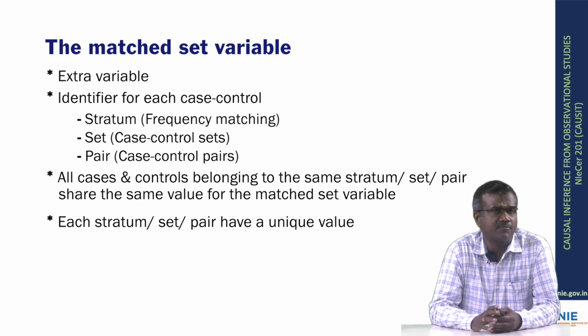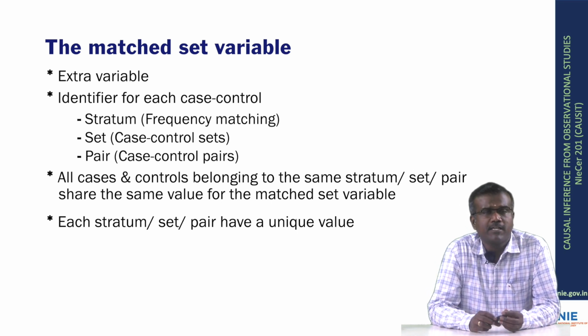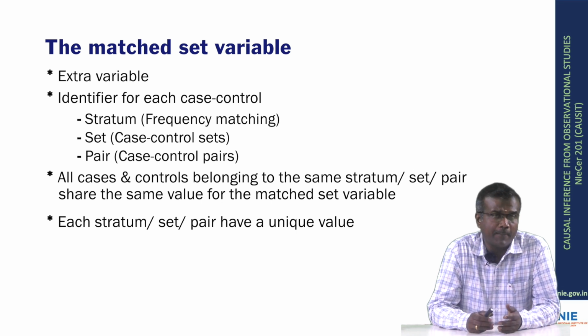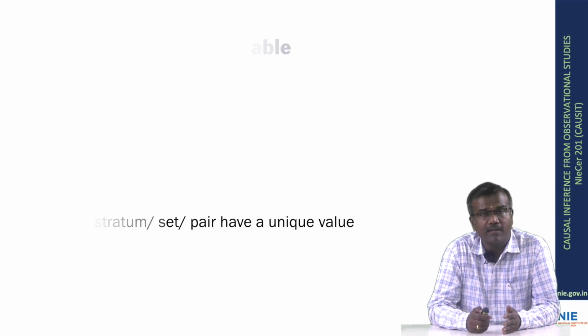When we say set, we are referring to more than 1:1. When it is 1:1, we refer to it as a pair of case and control. This identifier has to be there for each stratum, set or pair. All the cases and controls, or all the exposed and unexposed, belonging to the same stratum, set or pair have to share the same value for the match set variable. Therefore, each stratum, set or pair has a unique value.